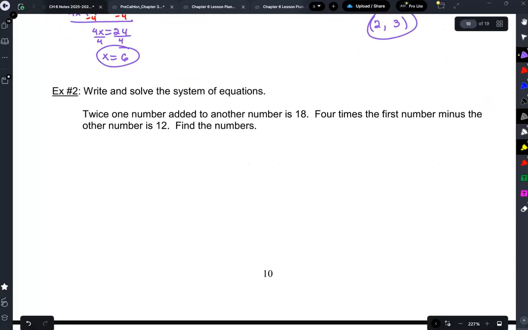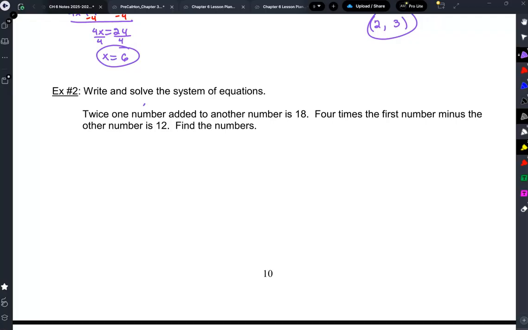Here we go. We're going to write a system of equations and then solve it. So look at this one. Twice one number added to another number is 18. 4 times the first number minus the other number is 12. Find the numbers. Okay, so first you need to lay out your variables.